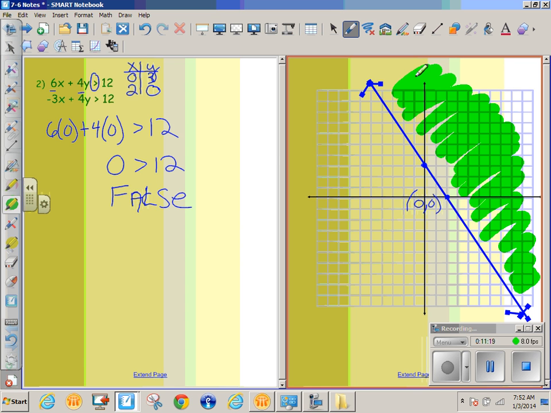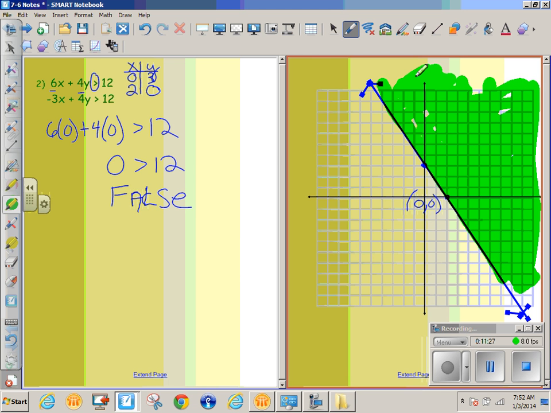Please make sure you're making a good decision about which side of the line you're shading on. You want to shade where it's true. Okay, that looks good. And then, with the exception of this little overlap here, clean my mess up. That's not going to let me, but you get the point.